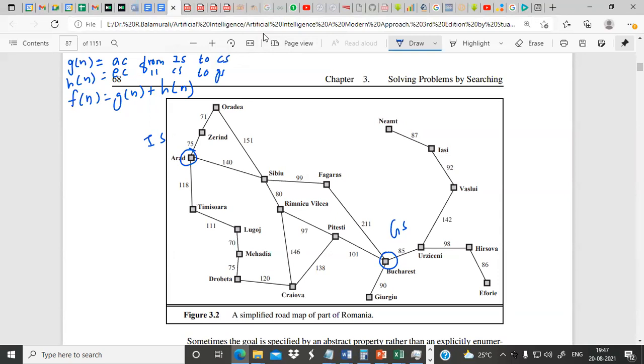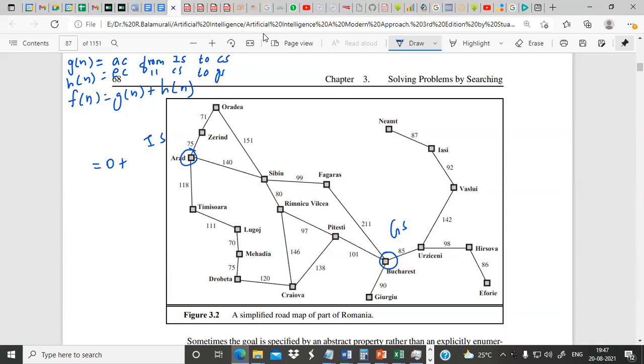So what is our g of n at this point? When the agent is in Arad, what is g of n? G of n is the actual cost from the initial state to the current state. Now, initial state and current state are the same. So what is the actual cost of reaching from the initial state to the initial state? That is, the current state is also the initial state. So what is the cost of reaching from Arad to Arad? It is 0. So g of n is 0.